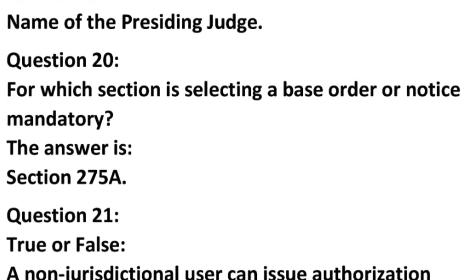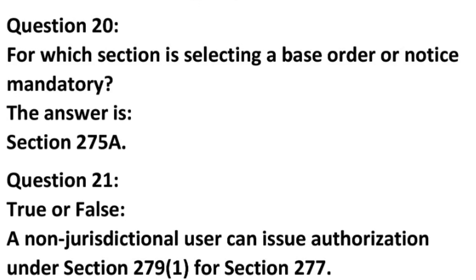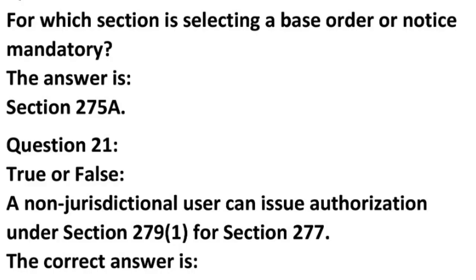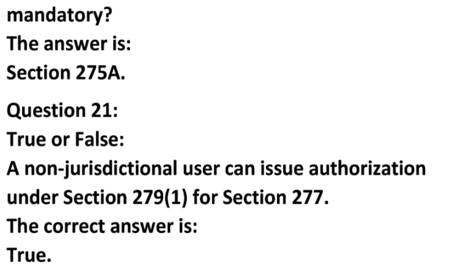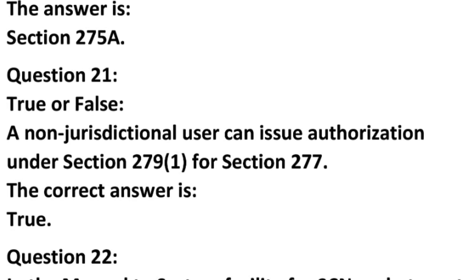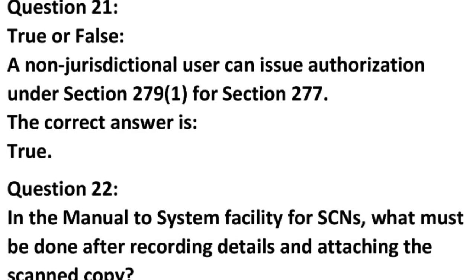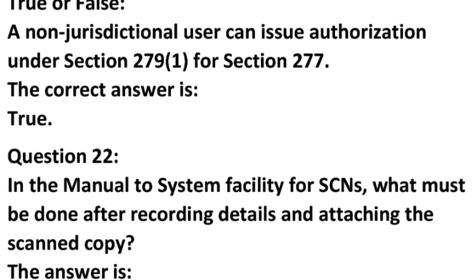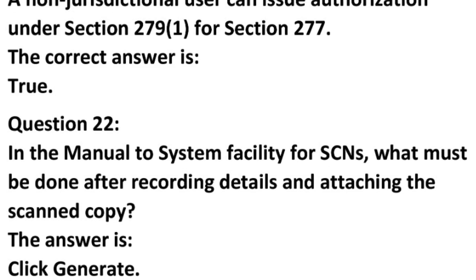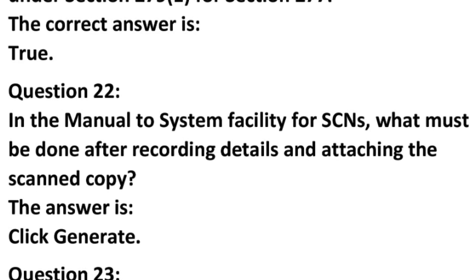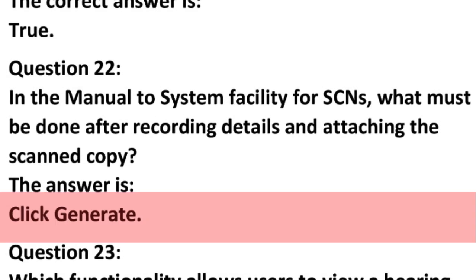A non-jurisdictional user can issue authorization under Section 279(1) for Section 277. The correct answer is true. Question 22. In the Manual to System Facility for SCNs, what must be done after recording details and attaching the scanned copy? The answer is click Generate.